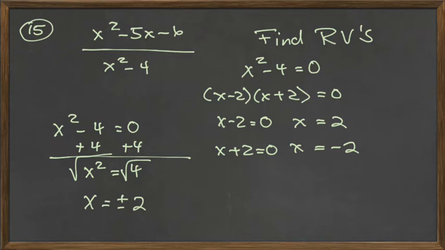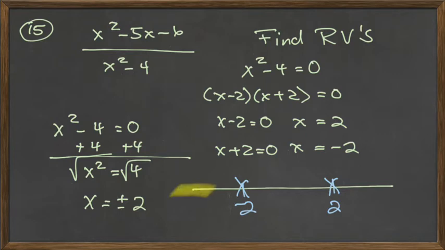Domain. If I make a number line, now what that means, what we just found is at negative 2, this graph is not defined, and at positive 2, that graph is not defined either. So that means we have no y value. It's defined to the left, in the middle, and to the right. How do we write that as domain?